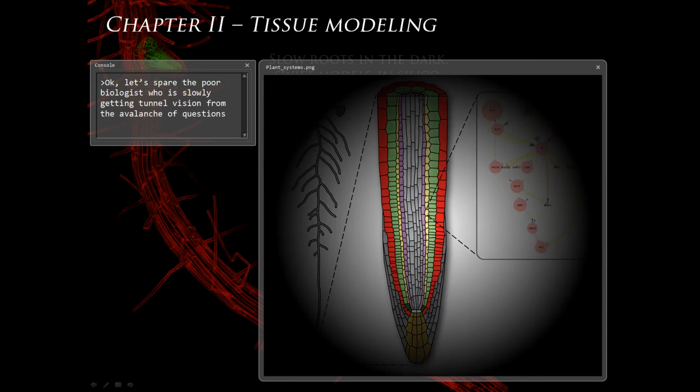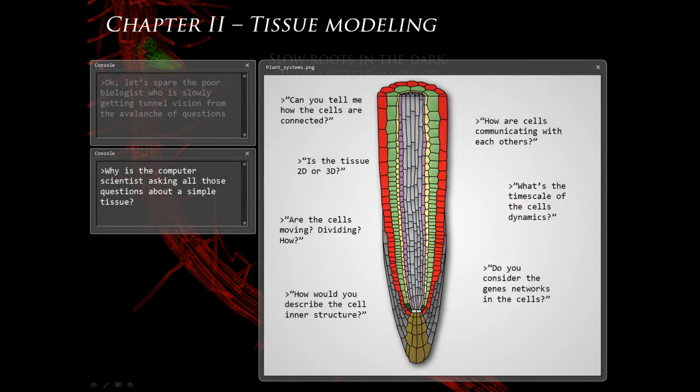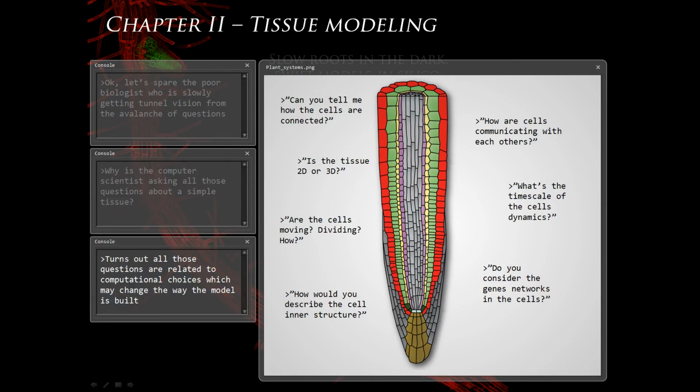Let's stop there, and let's spare the poor biologist who is slowly getting tunnel vision from this avalanche of questions. And let's take a little bit of time to wonder why the computer scientist is asking all those questions about a simple tissue. Well, it turns out that all those questions are related to computational choices which may change the way the model is built. Let's go over them one by one.